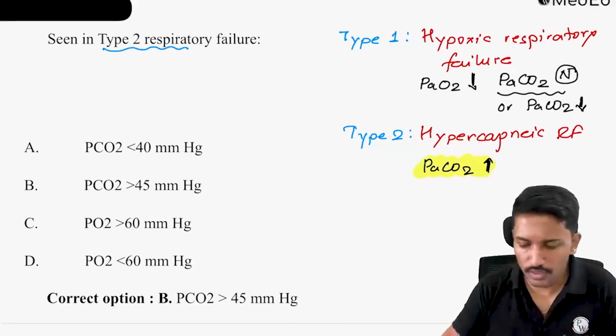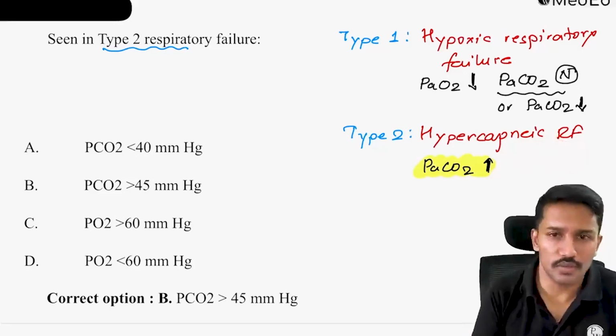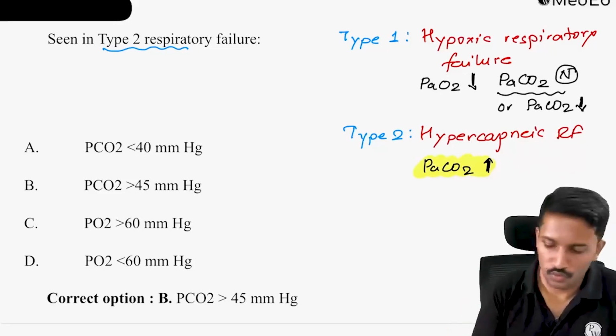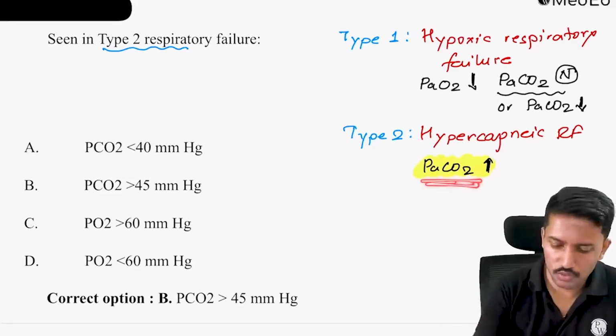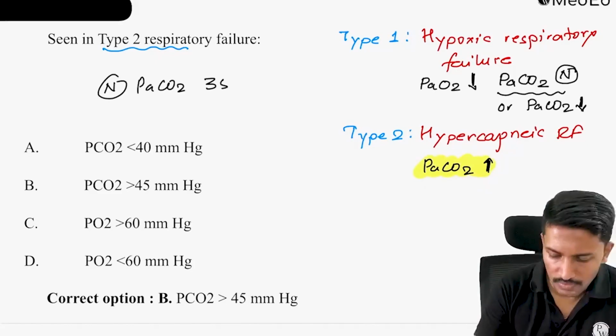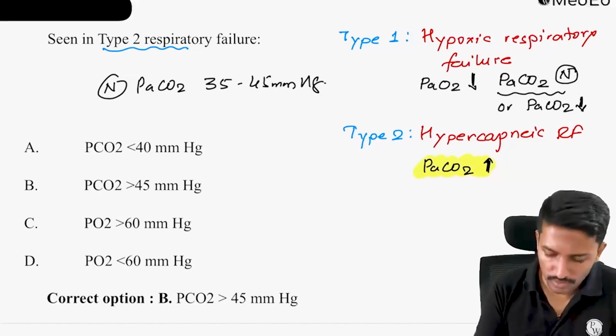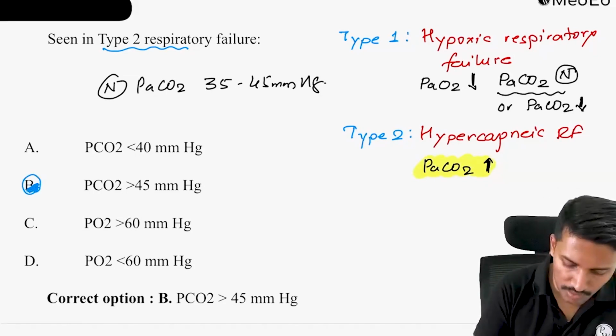Okay. So if I do an ABG of a patient with type 2 respiratory failure, what do I expect to see? Elevated PaCO2. Now what is the normal range of PaCO2? The normal range of PaCO2 is 35 to 45 millimeters of mercury. So obviously to call it elevated, it should be more than 45 millimeters of mercury, making option B the answer.